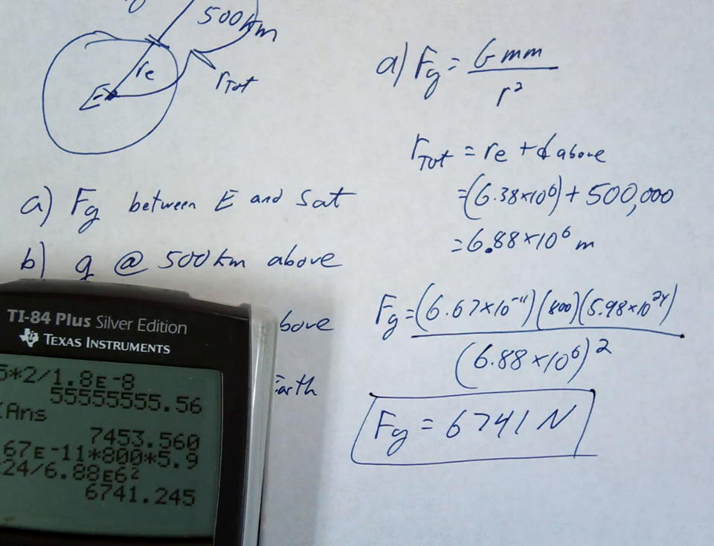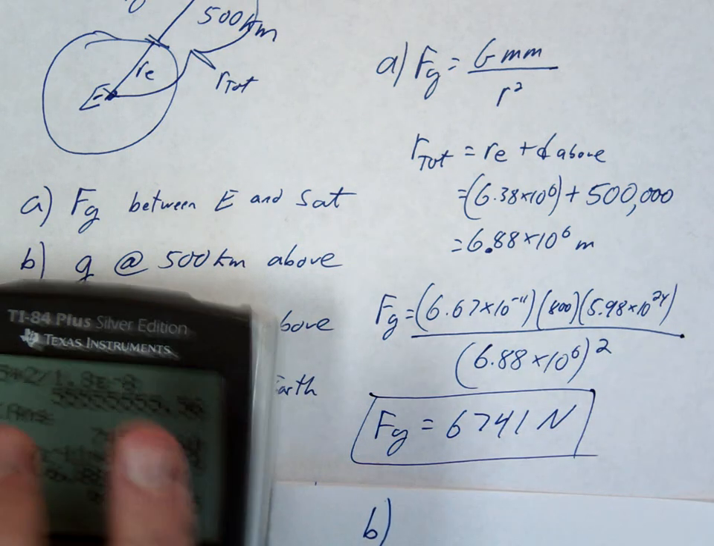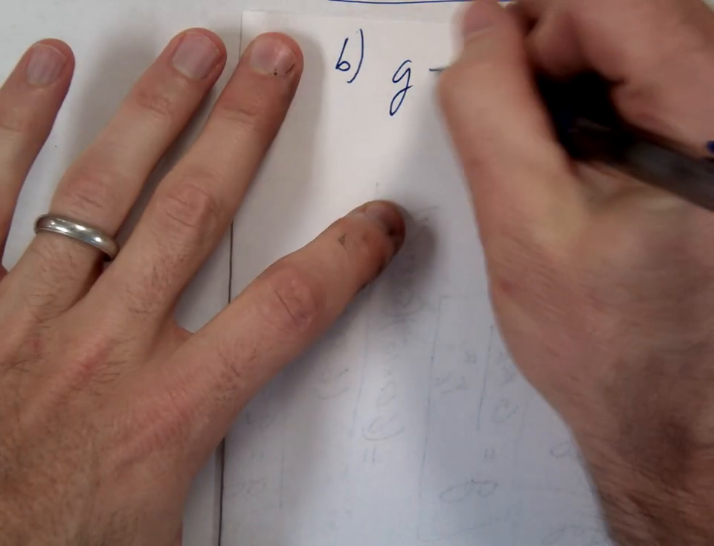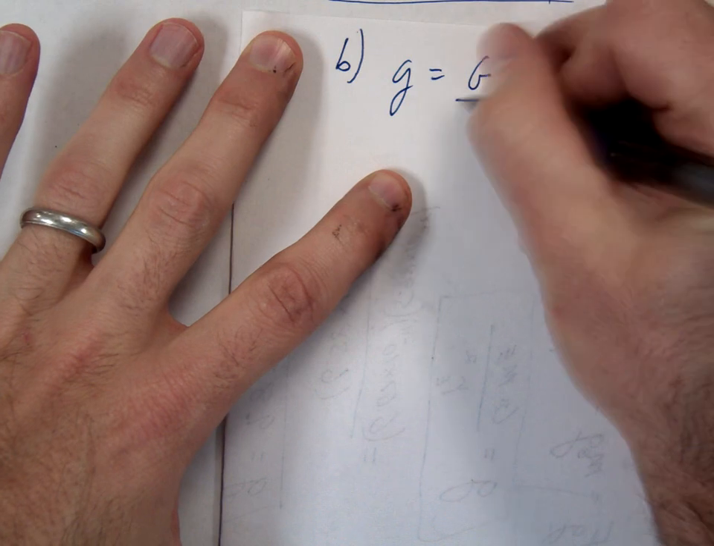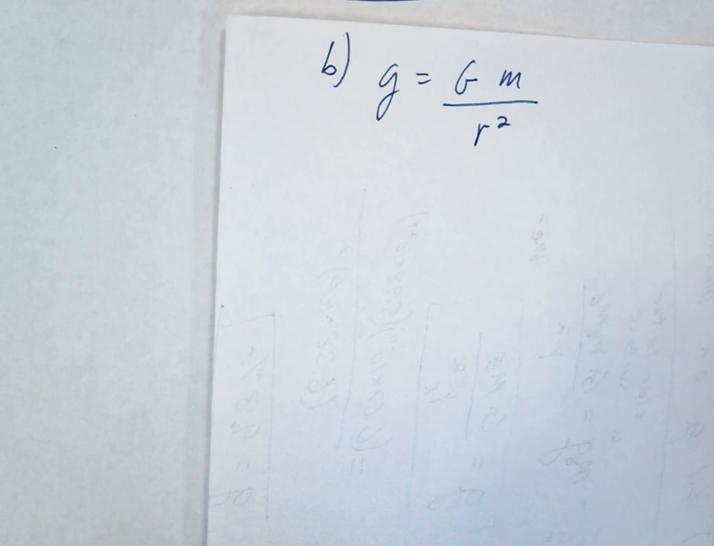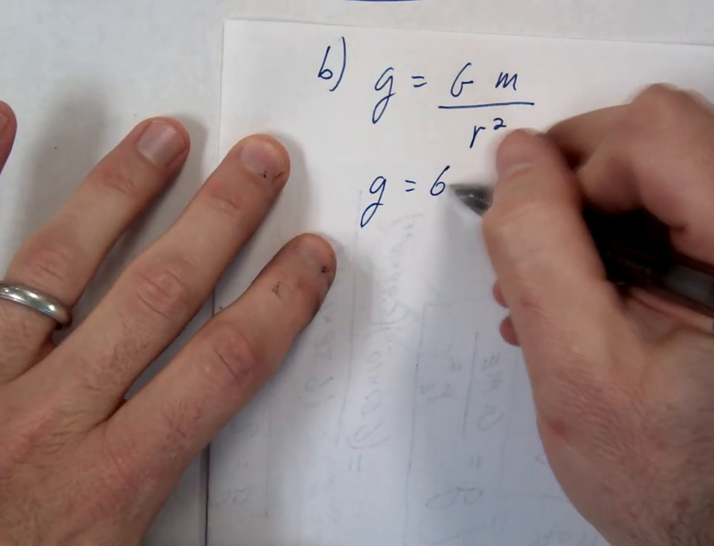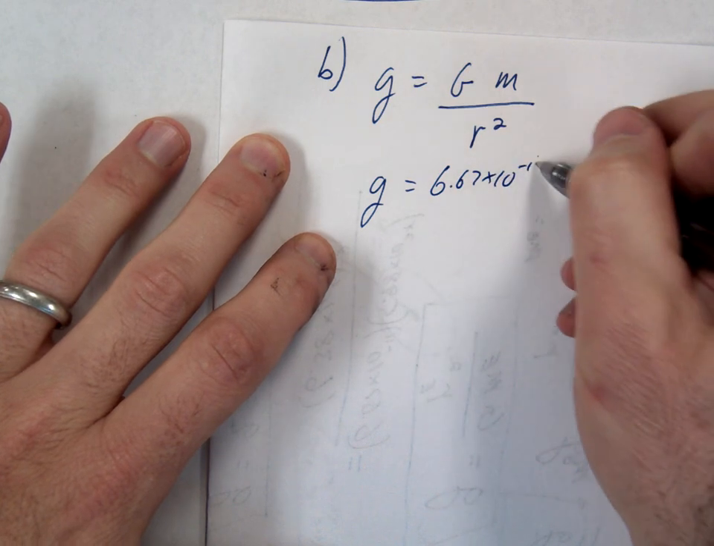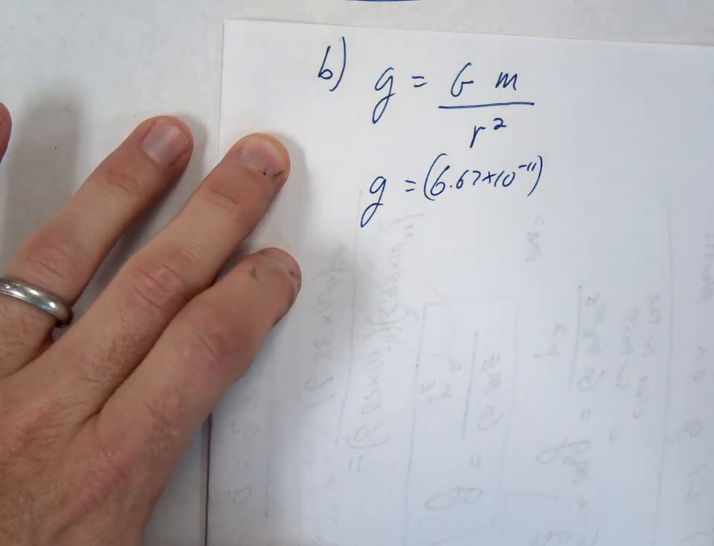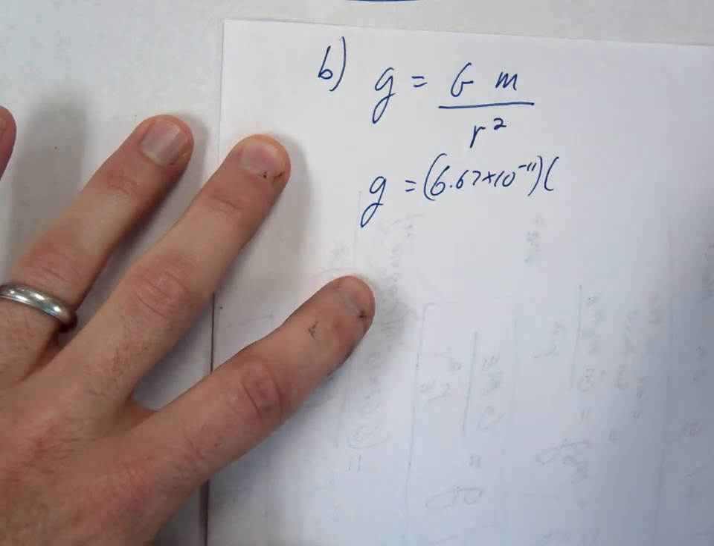Okay, letter B. There's a couple ways to do this. The generic way to find little g is just doing what I derived for you earlier. That is, little g is equal to big G times the mass over r squared. How should little g compare to 9.8 here? Should be greater than, equal, or the same as 9.8? Should be less, yeah, should be less.